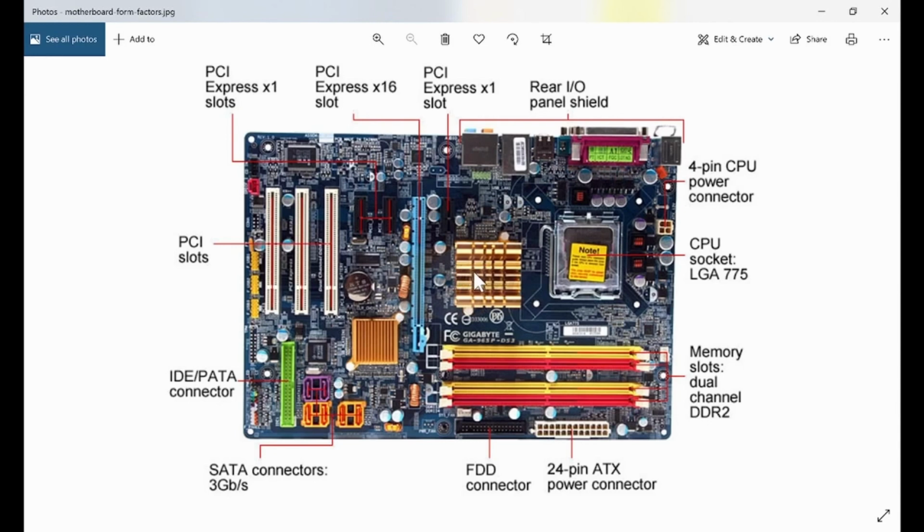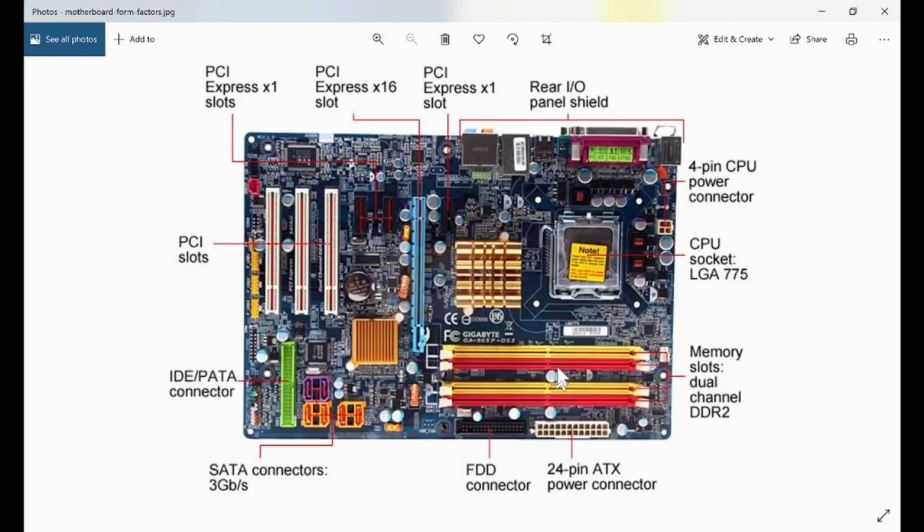Okay. So the first one here, the North Bridge, it controls the 3 most powerful components on the motherboard. That is, number 1, the CPU. The CPU is the highest speed and most powerful component on every computer. This is what controls the communication of the CPU.